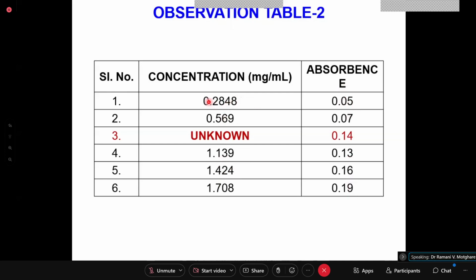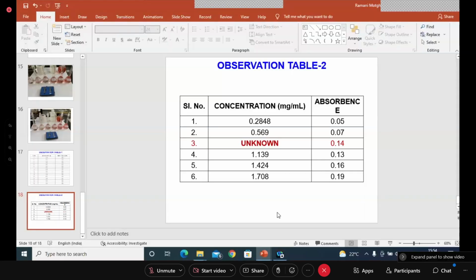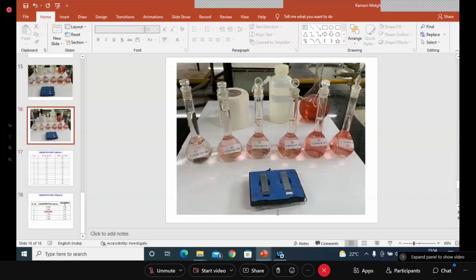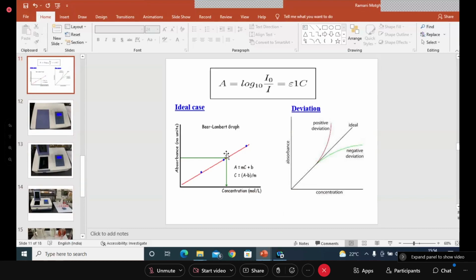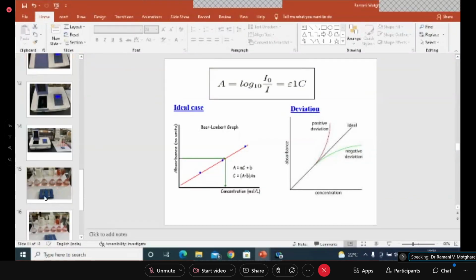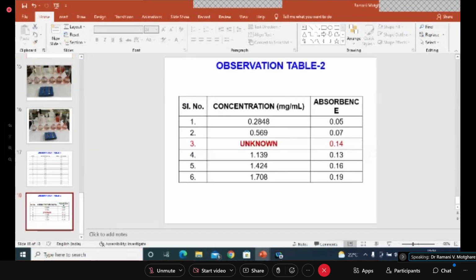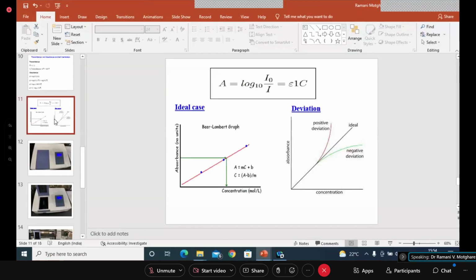For this first solution, 0.28 milligrams per ml, the absorbance was 0.05. For this, it is 0.07. For the next two, three, it was like this. Okay, so that's all. So you need to plot a calibration curve like this. From these readings, you will plot a calibration curve.